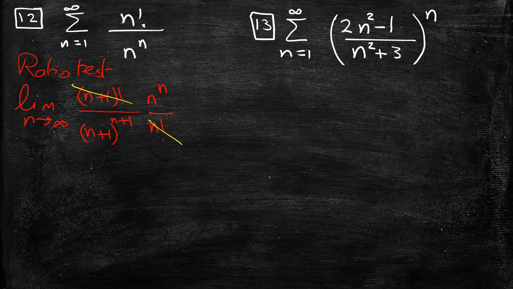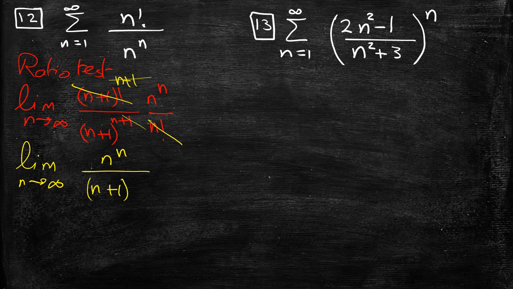This will be cancelled with this, ending up as n plus 1. This n plus 1 will be cancelled with this one. We will end up with the limit as n approaches infinity of n power n divided by n plus 1 to the power n.